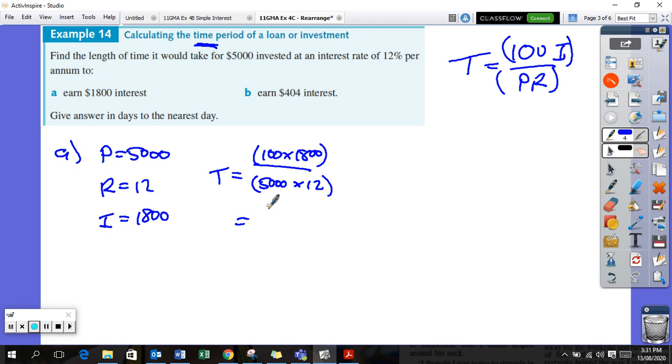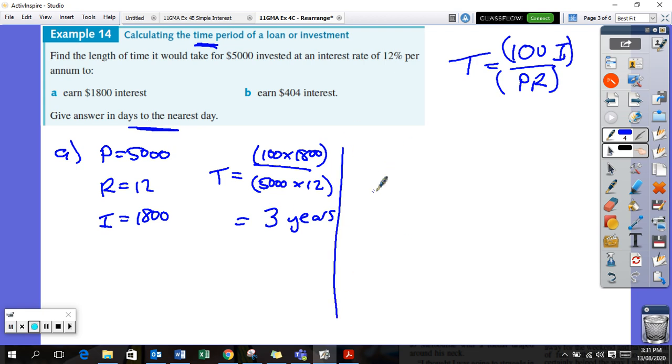So my calculator, bracket 100 times 1,800, bracket divided by bracket 5,000 times 12, then we get 3. Time equals 3, and time is in years. Okay. I think this thing about the answers to the nearest day, I think that just goes to part B, so we won't worry about it for this one.